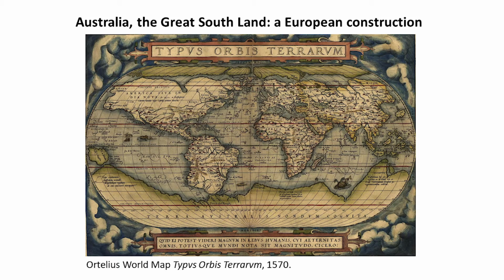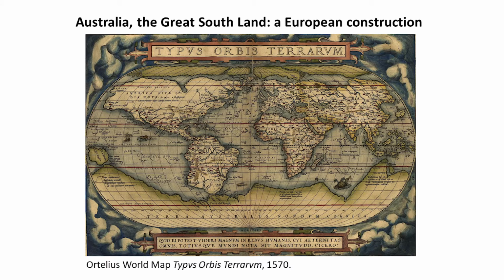So part 1, the Great Australia, the Great Southland, a European construction. This is a title that I've used to try and unpack the way Australia was seen from the outside. Now, this isn't to diminish or to not acknowledge the very rich cultural background that Australia had from the Indigenous people of the land before European settlement, but it's to acknowledge that the term Australia is a European construction in itself.